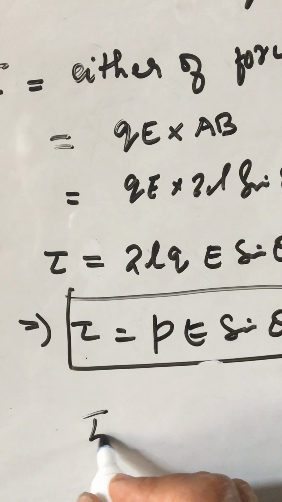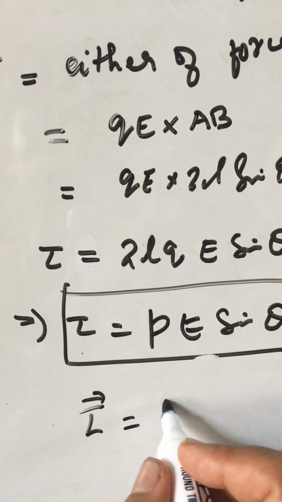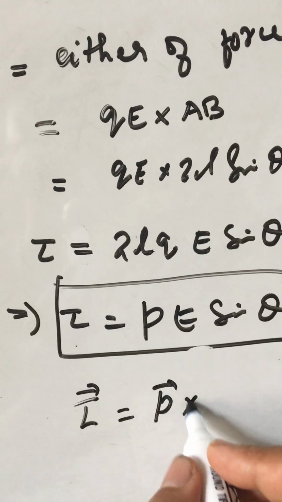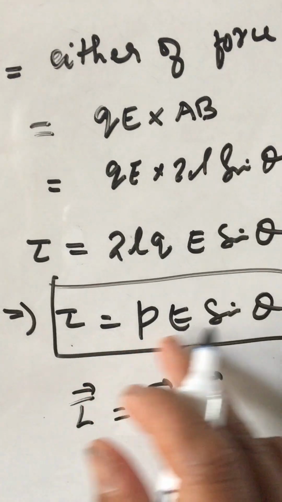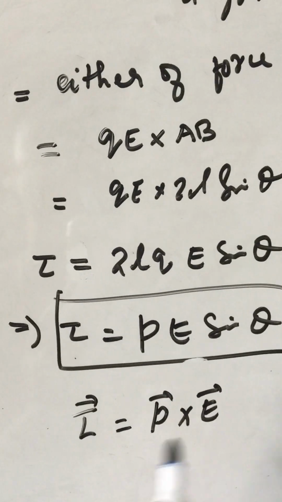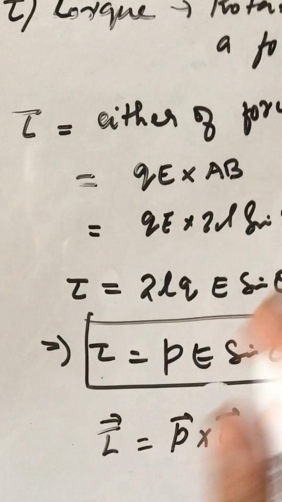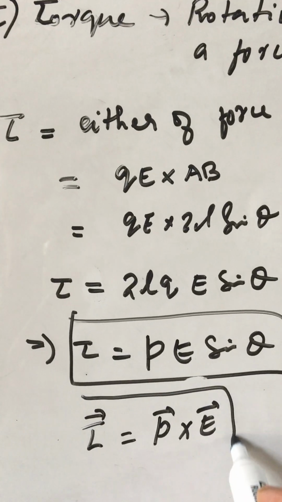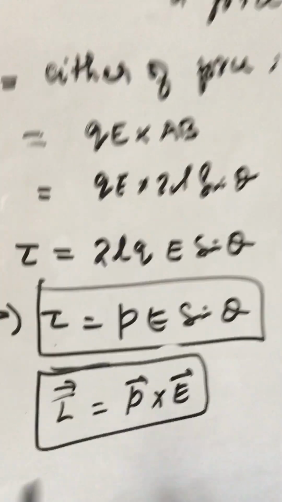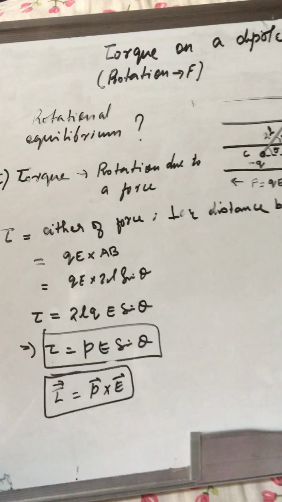Now in terms of the cross product also I can write it. Torque is equal to P cross E, because AB sine theta is A cross B. So this way we can write it down. Students, you need to remember this one. You need to learn this derivation.